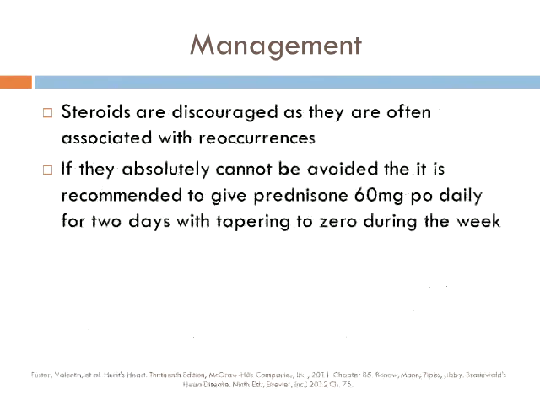And then steroids. We've mentioned steroids. I know people have heard steroids as treatment in the past. We discourage using them unless you absolutely have to. They've been shown to cause recurrence more often. Unless they absolutely have to be used, we probably recommend just using NSAIDs. If you have to, you can give prednisone 60 milligrams daily for 2 days. The goal is to taper them down to zero over a week.